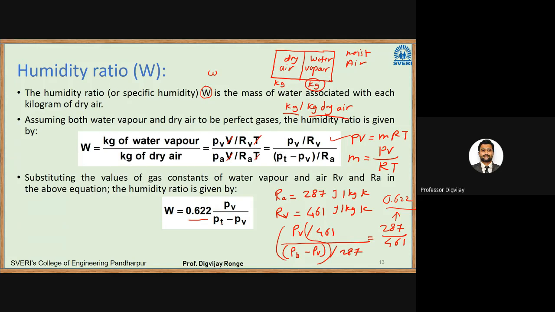You can take PB as barometric pressure or you can take total pressure. So humidity ratio is equal to 0.622 into PV, which is the partial pressure of water vapor, divided by total pressure minus partial pressure of water vapor. This is nothing but the partial pressure of dry air. So humidity ratio is equal to 0.622 into partial pressure of water vapor divided by partial pressure of dry air. Write down the formula for humidity ratio. This is a very important formula. There are numericals based on this formula.